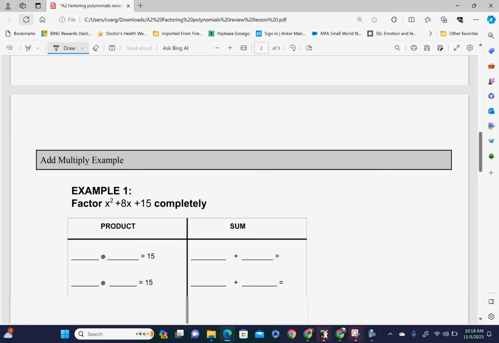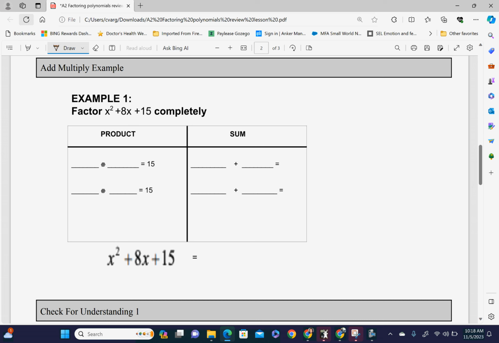Okay. Here's another way of doing the same exact problem. If box method doesn't work for you, we'll call this the add multiply example. On your worksheet, on the slides, I put in a big X. We're looking for two numbers that multiply to be 15 and two numbers that add to be this B term, which is 8. So add to be 8, multiply to be 15. This is called the AM method, and the way I remember it is when we read from left to right, A comes before M in the alphabet, okay? So two numbers that multiply to be 15 and also add to be 8.